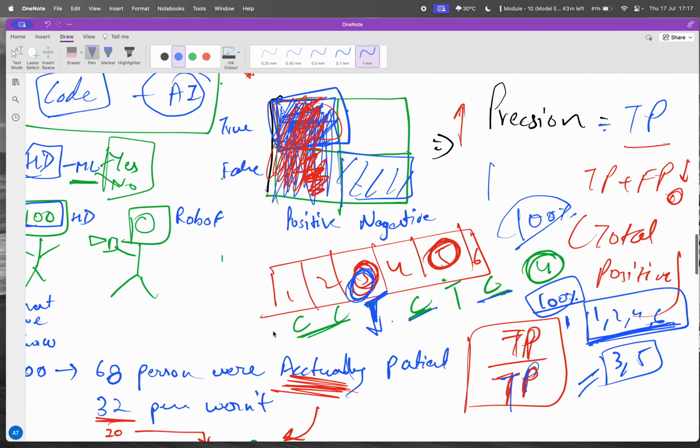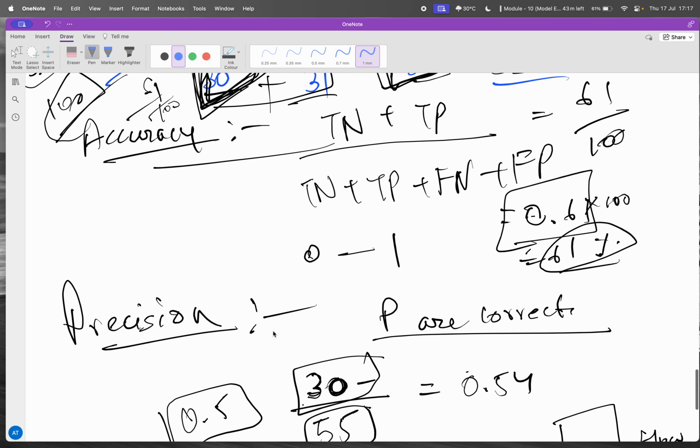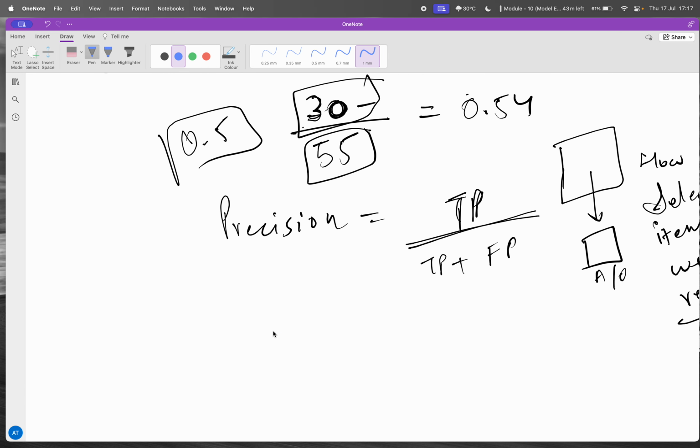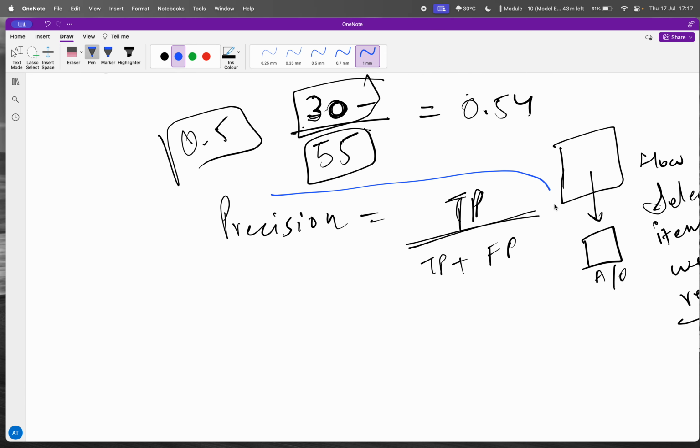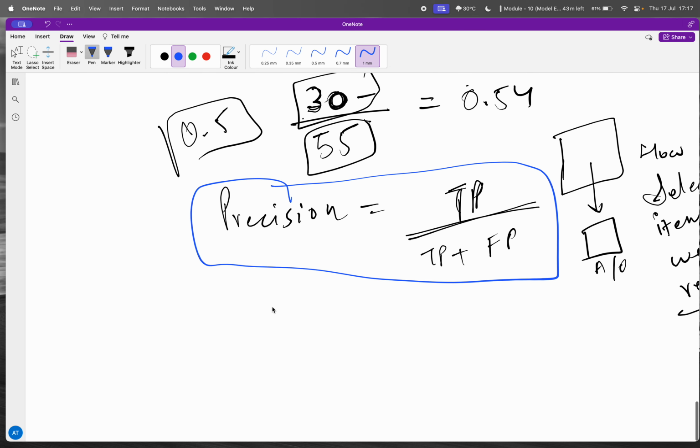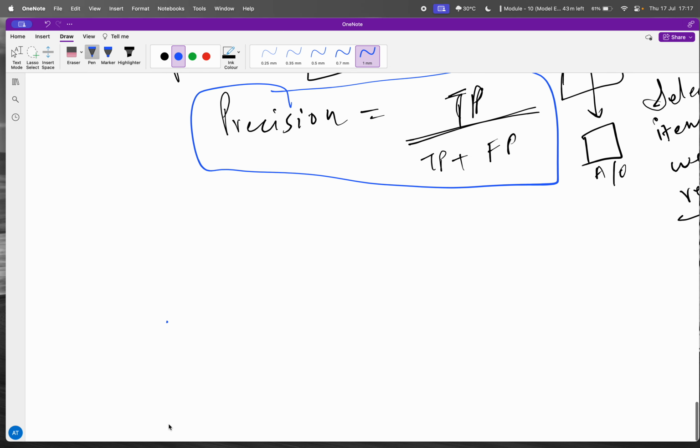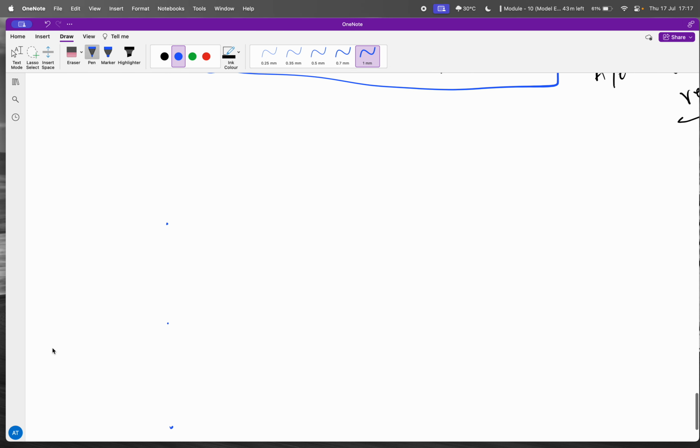Okay, we'll go further with the recall. So precision formula is this: true positive upon total positive. Then there is one more term. Sorry, recall. One more term is known as recall.